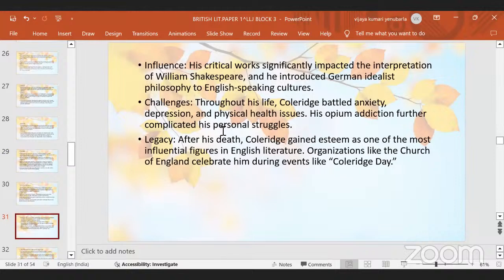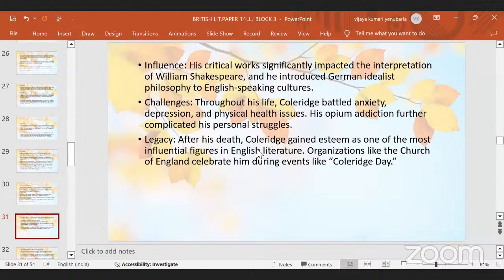And challenges: throughout his life, Coleridge battled anxiety, depression, and physical health issues. His opium addiction further complicated his personal struggles. So he was a drug addict to opium. Because of this anxiety and depression, he got used to taking this opium. Due to this, his health deteriorated.